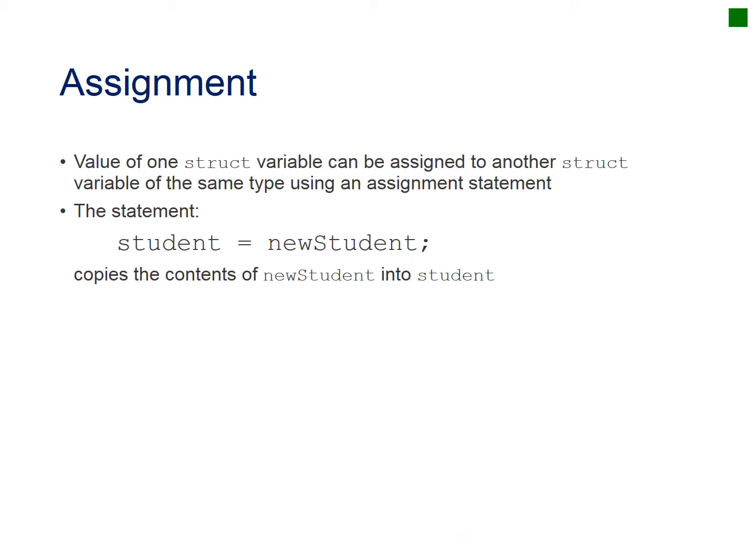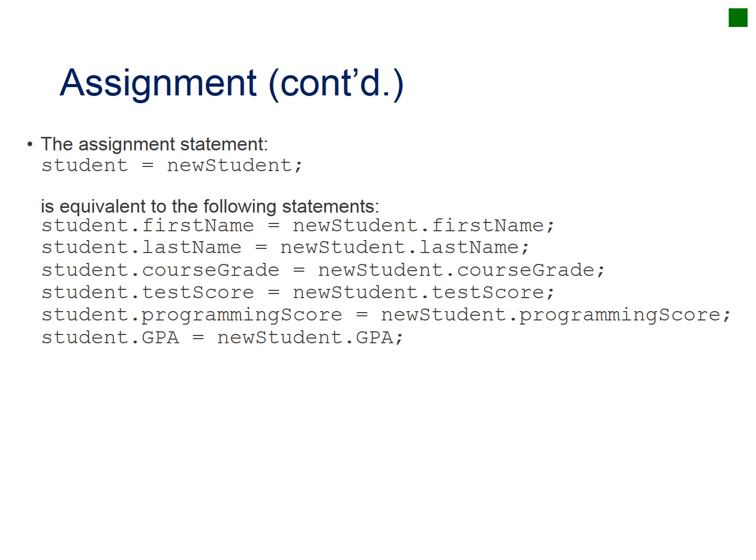Assignment. The value of one struct variable can be assigned to another struct variable of the same type using an assignment statement. The statement student equals newStudent copies the content of newStudent into student. The assignment statement student equals newStudent is equivalent to the following: student.firstName equals newStudent.firstName, student.lastName equals newStudent.lastName, and so forth.